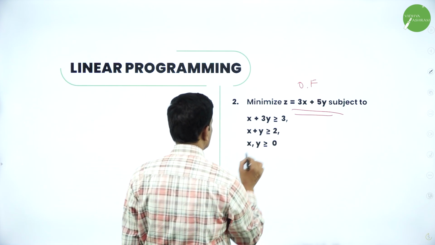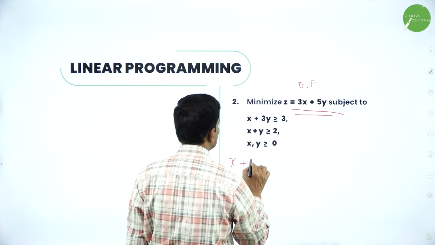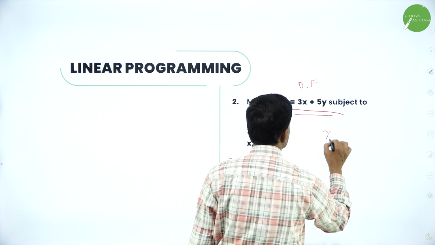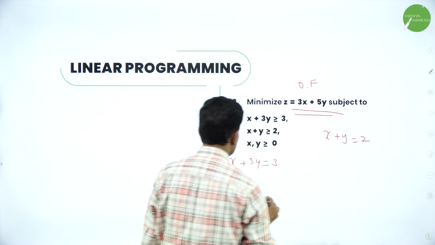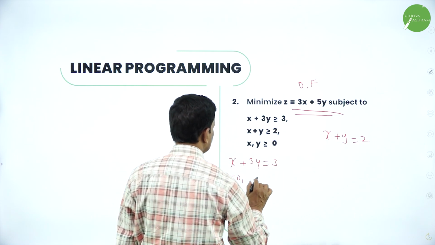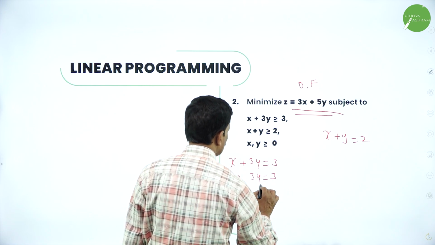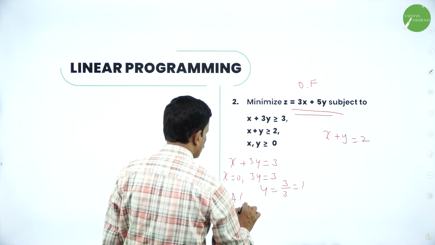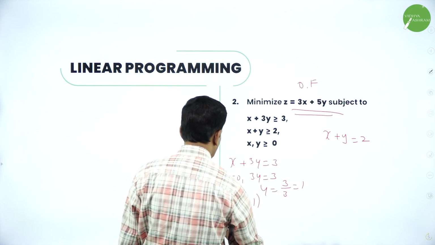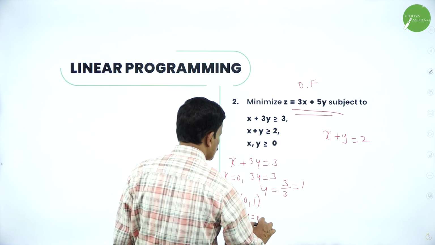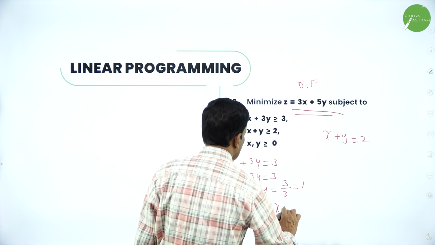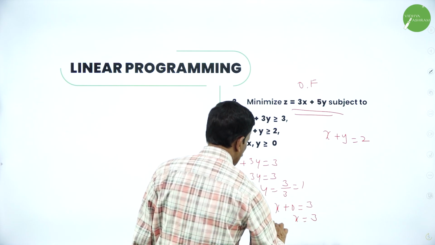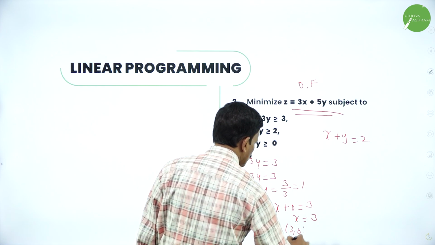Now convert these inequalities into equalities. The first equation is x plus 3y is equal to 3 and the second equation is x plus y is equal to 2. Now solve this. Put x is equal to 0, then you will get 3y is equal to 3, y is equal to 3 by 3, that's equal to 1. So therefore the first point A is equal to (0, 1). Now put y is equal to 0. If you put y is equal to 0, you will get x plus 0 is equal to 3. That means x is equal to 3. Another point B is equal to (3, 0).